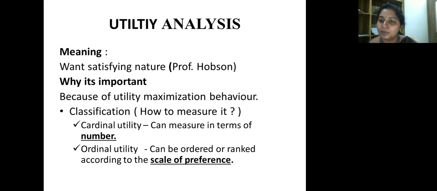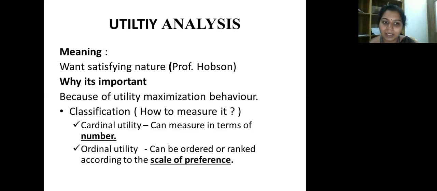Because if the utility is maximum, then he will buy your product. If some other product is giving him maximum utility, then he will move to that product. Analyzing the utility maximization behavior is very important in business decision making, to predict your demand and to manipulate your demand. If you are adjusting his utility maximization level, then you can adjust the demand. For that reason only we are studying this utility analysis.